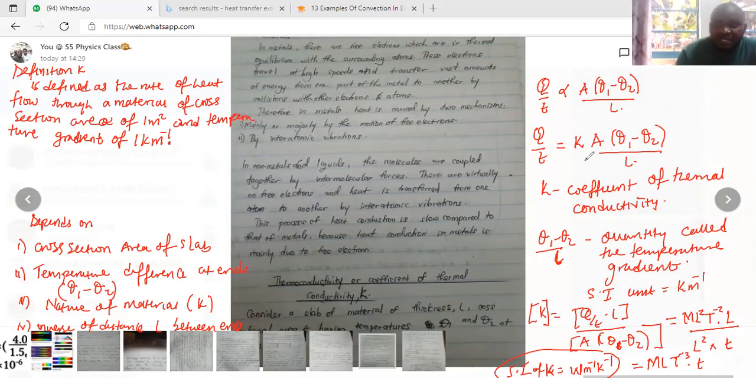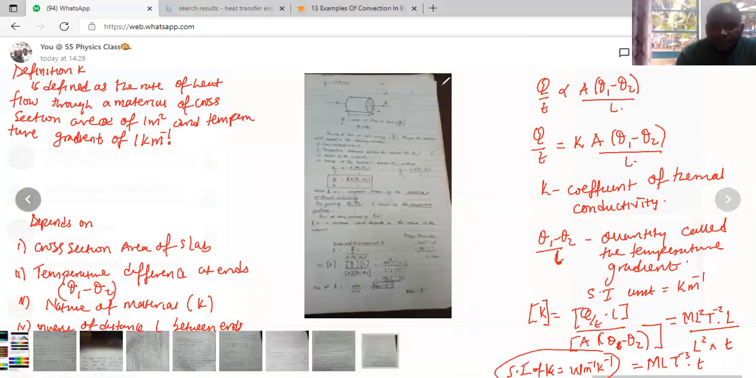That one you can have in the next page. It's right here. Oh, I haven't sent it.